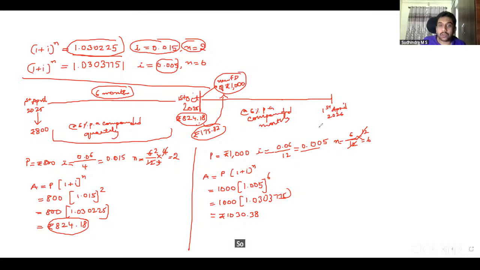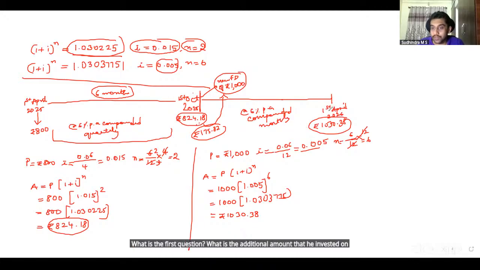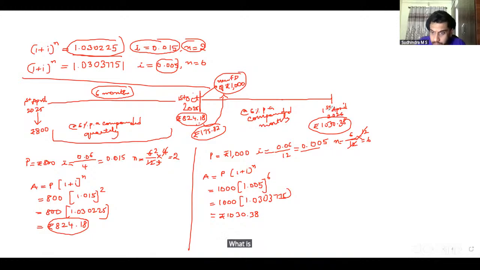So now if I look at whatever they asked us, here he gets 1030.38. What is the first question? What is the additional amount that he invested on 1st of October 2025? 175.82. This is the additional amount that he invested to make it 1000 rupees. Everyone?